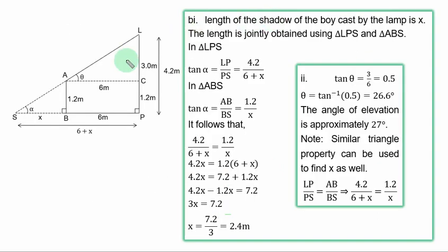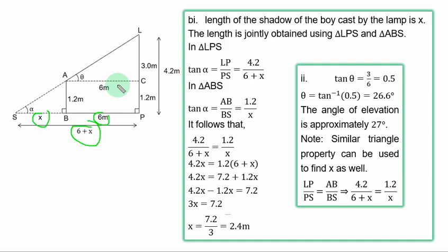From the diagram, the distance of the boy from the foot of the pole is 6 meters. Now let the shadow of the boy be s meters. So the whole of that length becomes 6 plus s. Here is 6, here is also 6. So for part (b), the length of the shadow of the boy cast by the lamp is s.